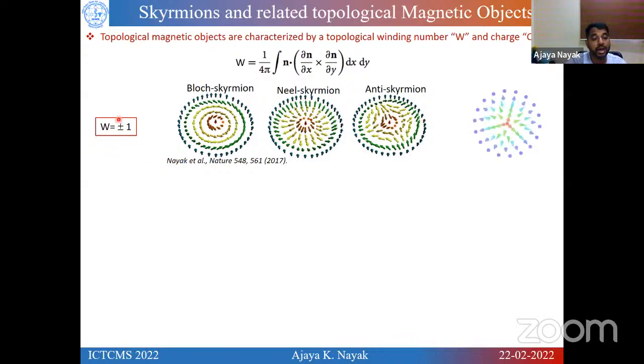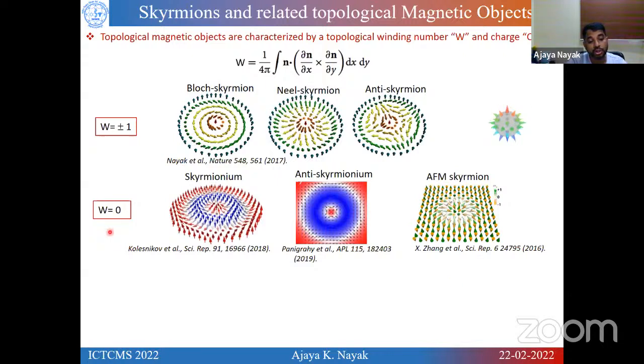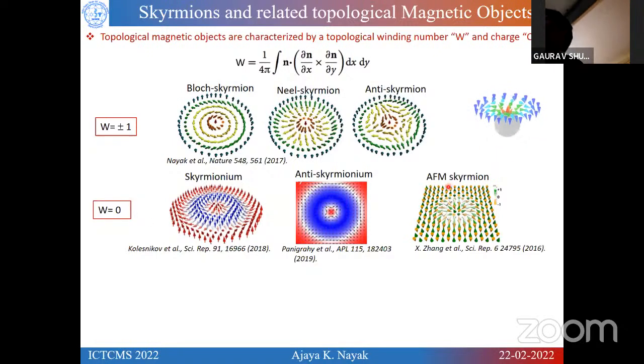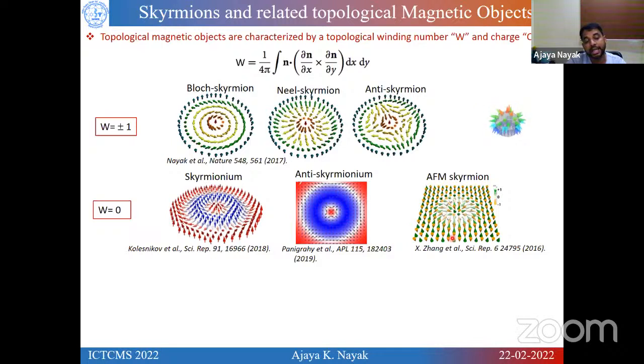So how is this winding number defined? If I take this two-dimensional spin structure and wrap it onto a unit sphere, you can see they will wrap once around the unit sphere. So from this we can define our winding number. Similarly, winding number 0 we can define. If I take an antiferromagnetic skyrmion, there are two magnetic sublattices, and they wind opposite to each other, and the total winding number can be 0. Similarly, the winding number for skyrmion and anti-skyrmion can also be 0.